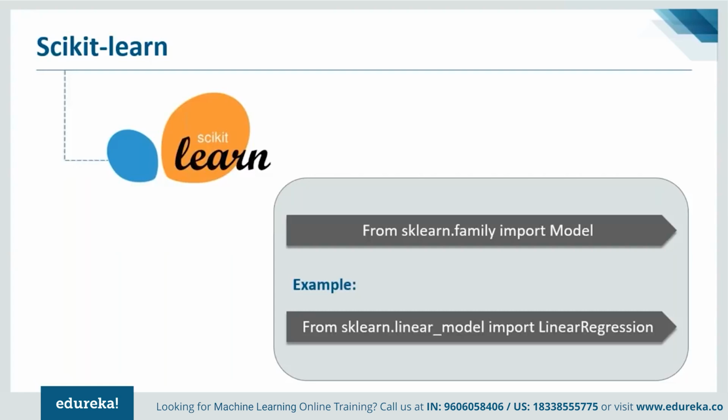So we'll just go ahead and type in from sklearn.linear_model import LinearRegression. So here my linear_model is the family and the LinearRegression, that's the model itself, and then you just need to instantiate that model. So this is how you can implement any algorithm using scikit-learn.